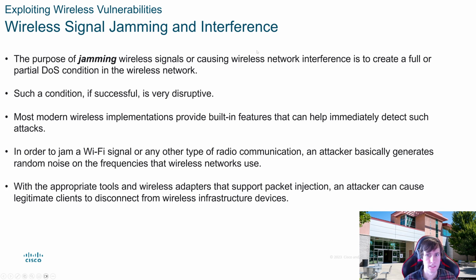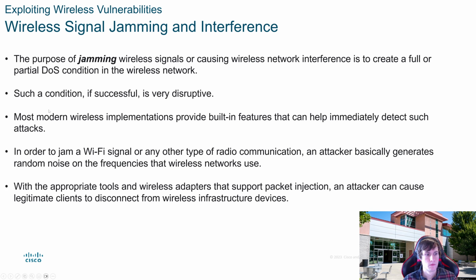The purpose of jamming wireless signals is to cause interference or for a full or partial denial of service. So jamming is typically used for DoS attacks and to take down a wireless network, right? If successful, it is very disruptive because it'll take down the entire network. Nothing can associate, no data can flow through the network. It pretty much bricks the entire thing, right?